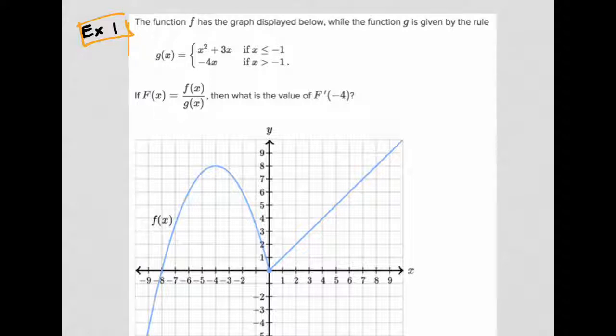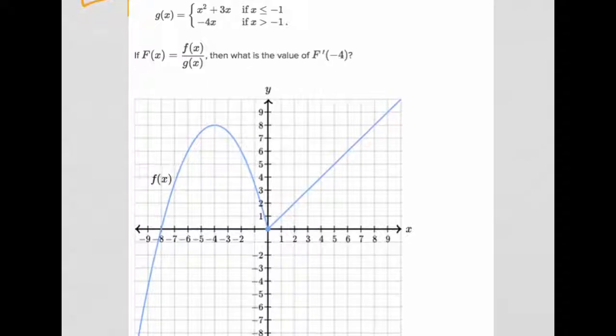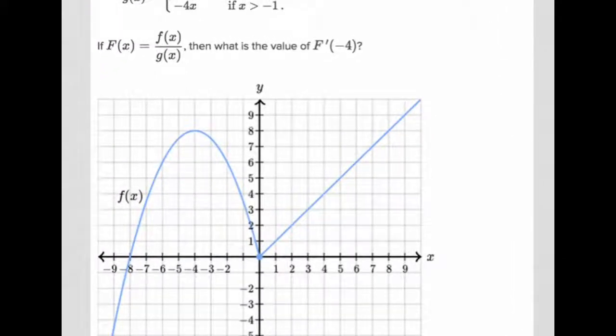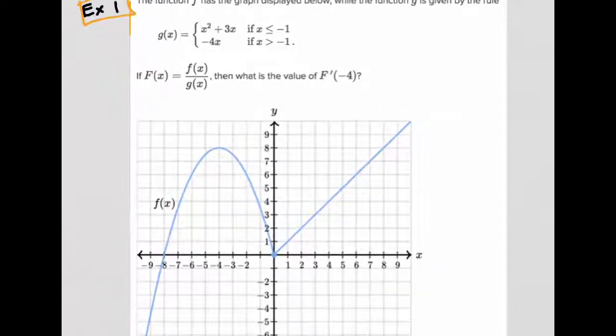So what do we got? Well, if f of x is defined to be that, then what is the derivative of negative f prime? What is the derivative of f when you plug in -4? All right. Shoot. I'm going to have to write down the stuff. Okay, here we go. I didn't want to do this, but oh well.